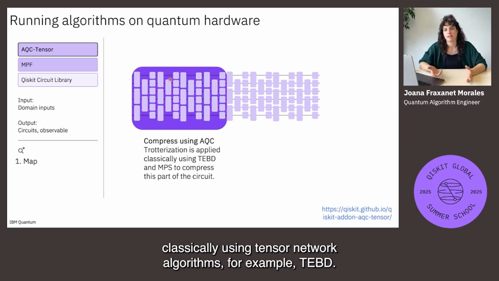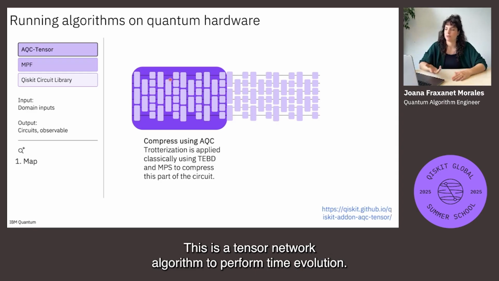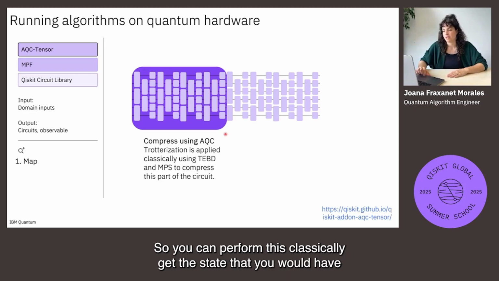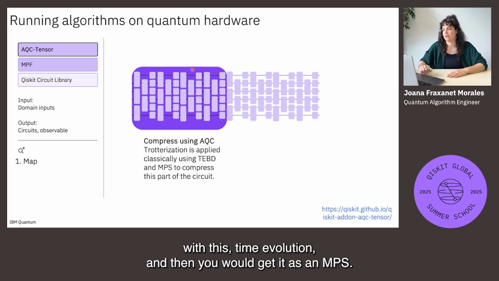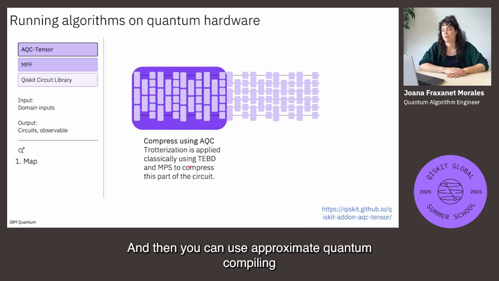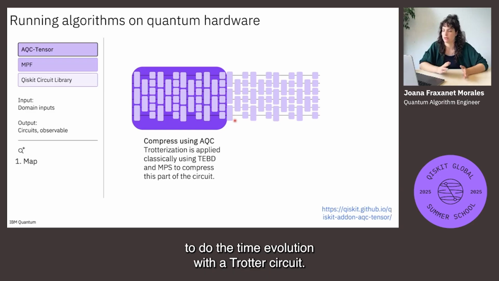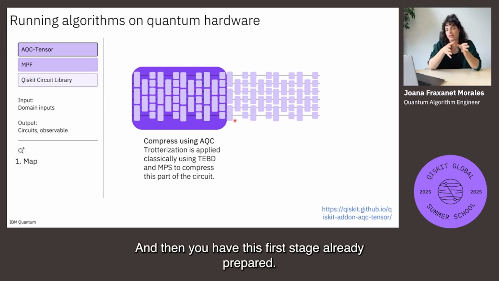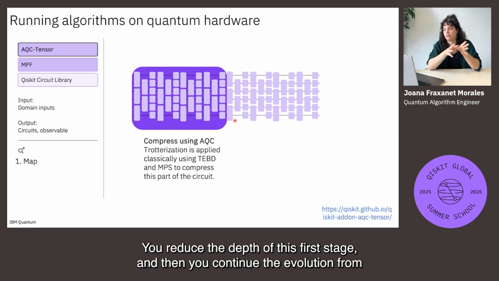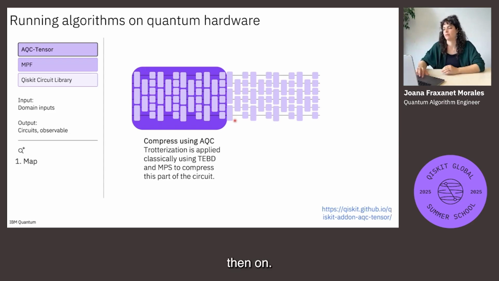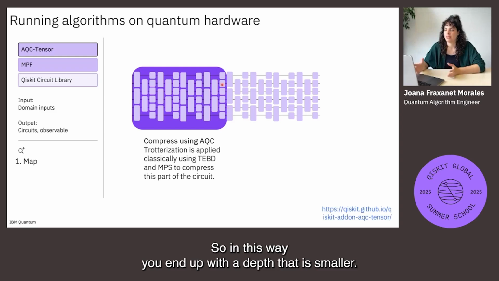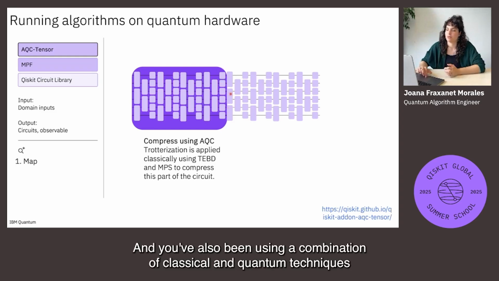For example, TEBD. This is a tensor network algorithm to perform time evolution. So you can perform this classically, get the state that you would have with this time evolution, and then you would get it as an MPS, and then you can use approximate quantum compiling to map this state into a circuit using fewer gates than what you would use to do the time evolution with a Trotter circuit. And then you have this first stage already prepared, you reduce the depth of this first stage, and then you continue the evolution from then on. So in this way, you end up with a depth that is smaller, and you've also been using a combination of classical and quantum techniques in order to do this.